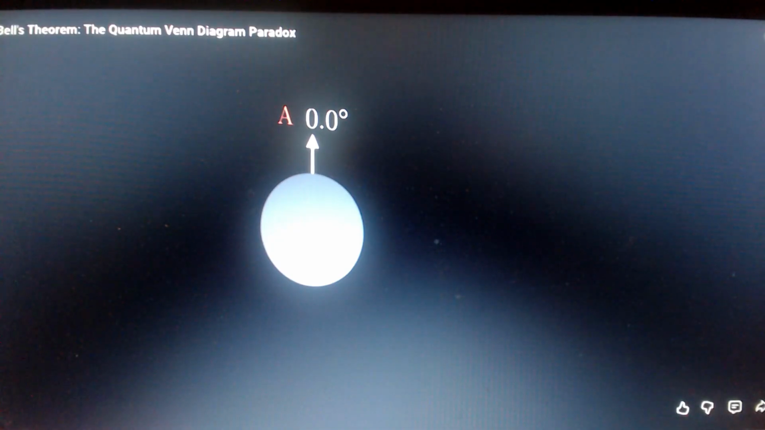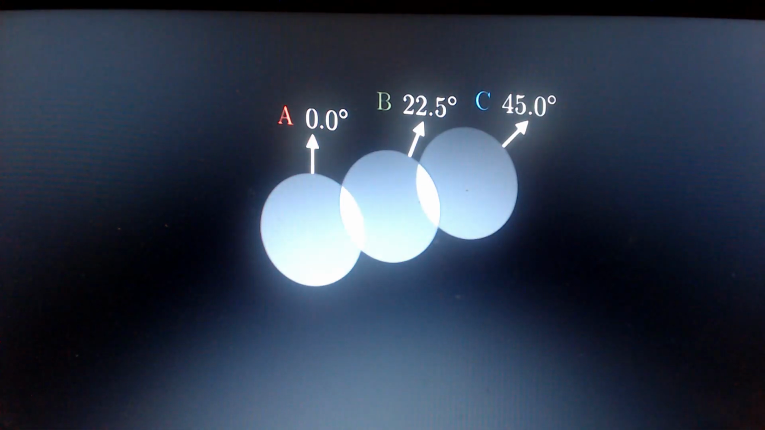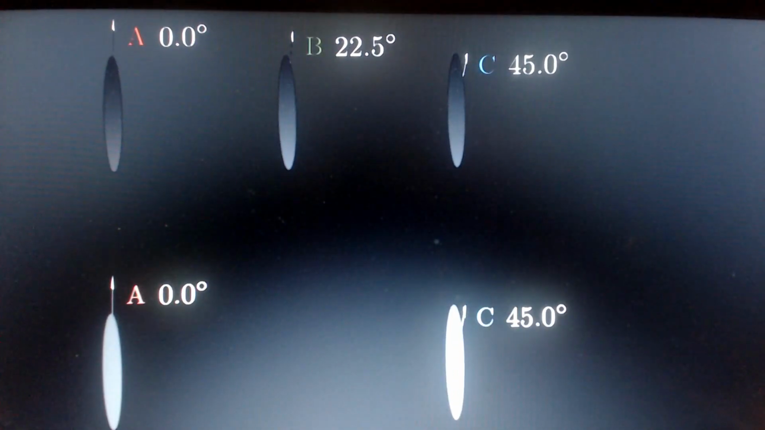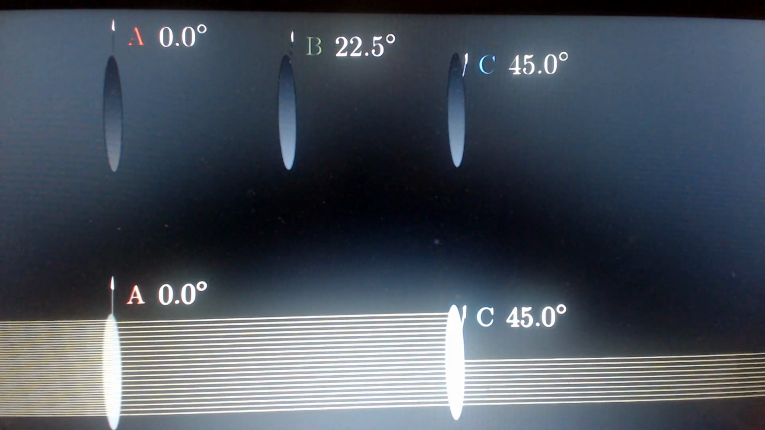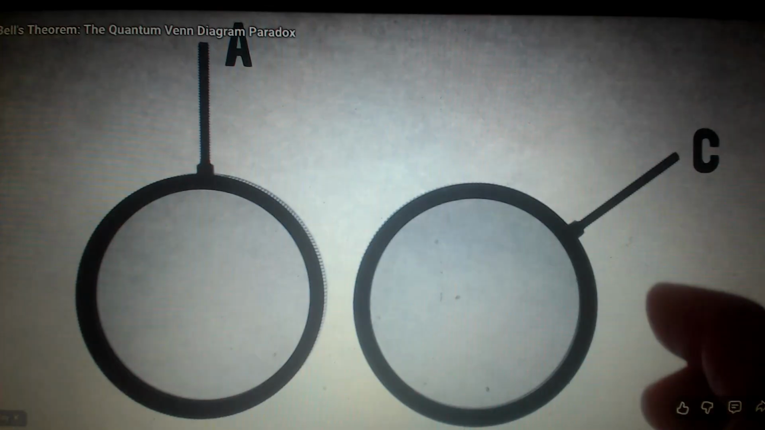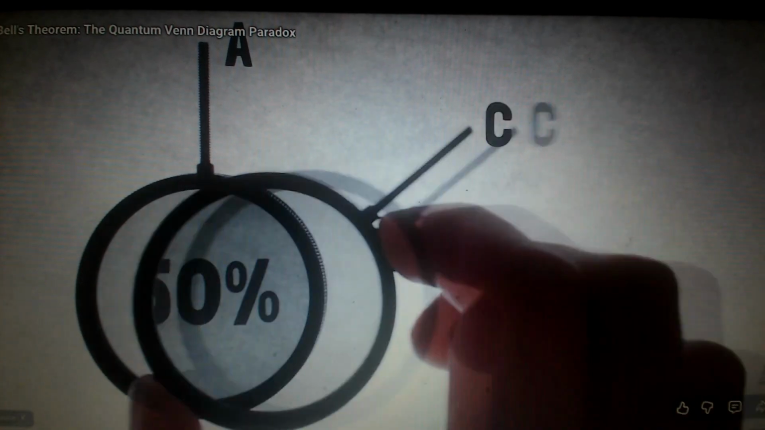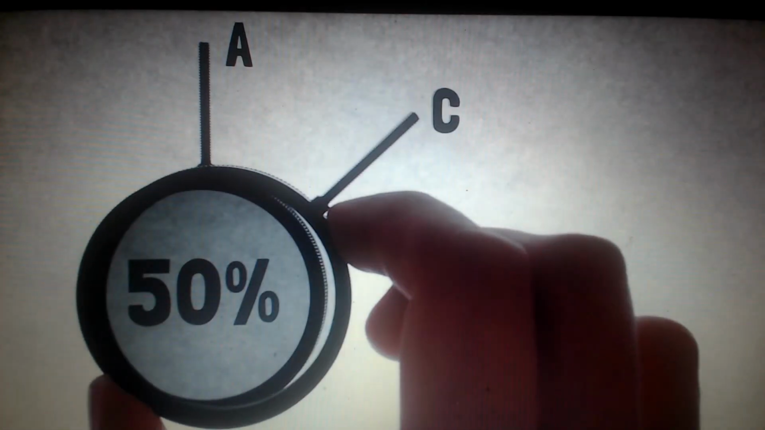Of our 3 filters, A oriented vertically, B oriented 22.5 degrees from vertical, and C oriented 45 degrees from vertical. We're going to compare just how many photons get blocked when B isn't there with how many get blocked when B is there. When B is not there, half of those passing through A get blocked at C. Yeah, because you turn your difference of 45 degrees, so you get half. That is, filter C makes the lamp look half as bright as it would with just filter A.